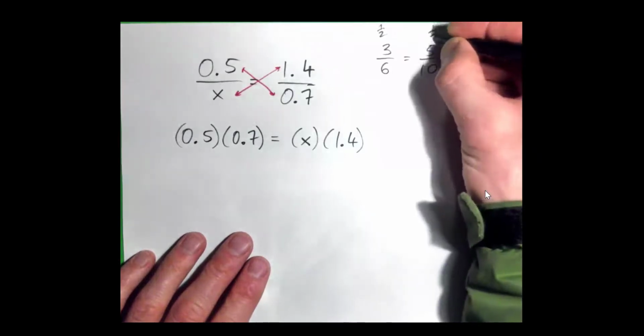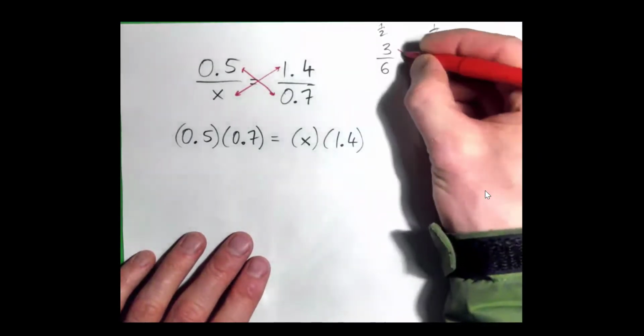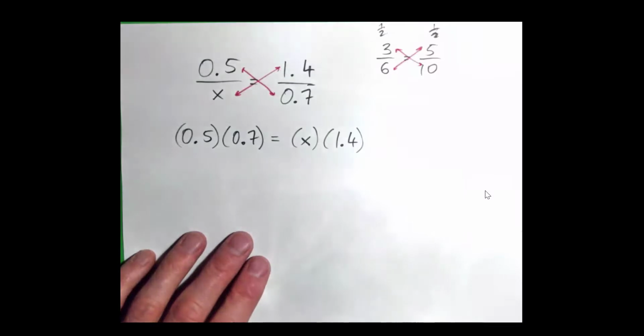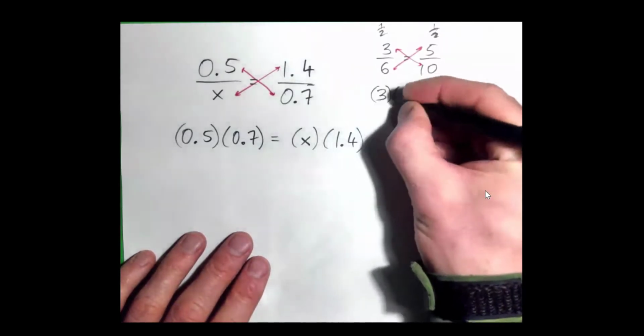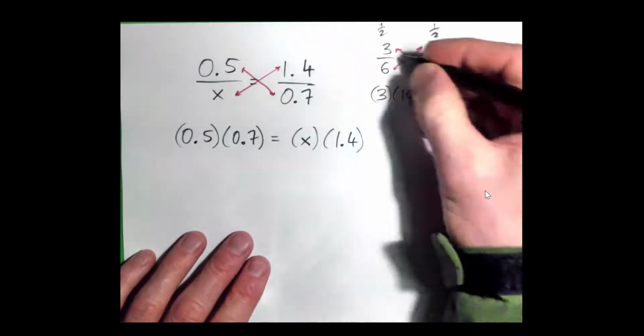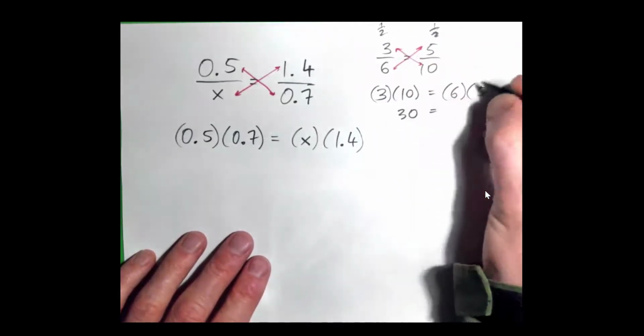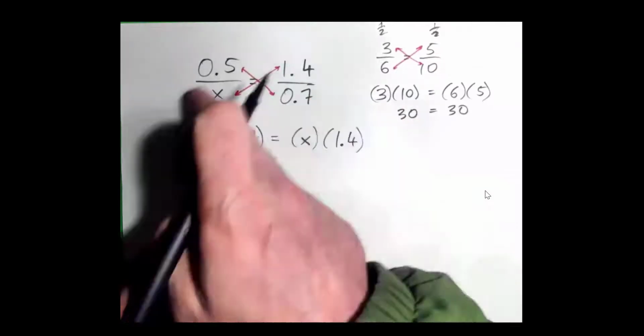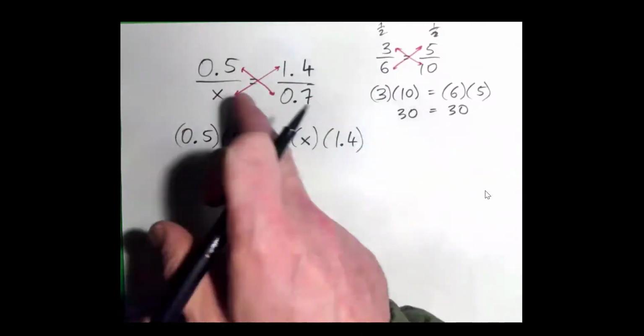So what happens when we do cross multiplication? Just to prove that it works: 3 times 10 is 30. 6 times 5 is 30. Right. So 3 times 10, which is 30, equals 6 times 5, which is 30. So this trick does work. This cross multiplication trick is really true.